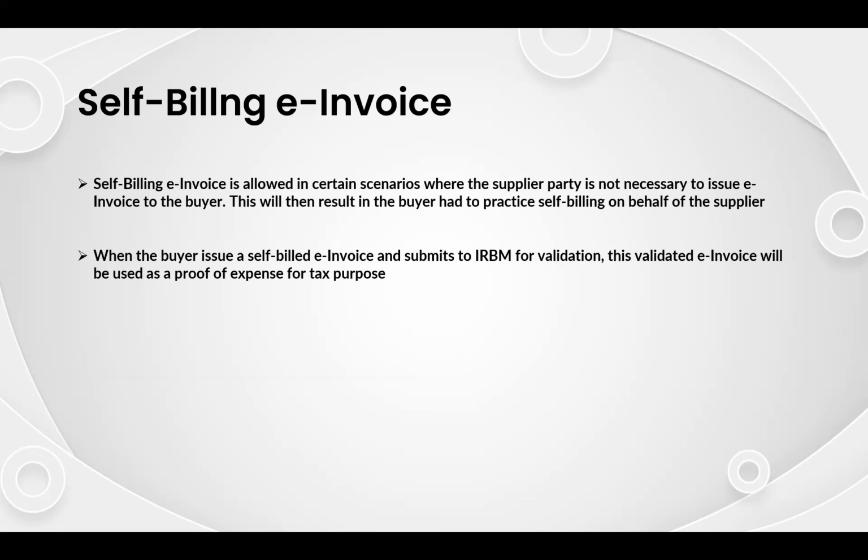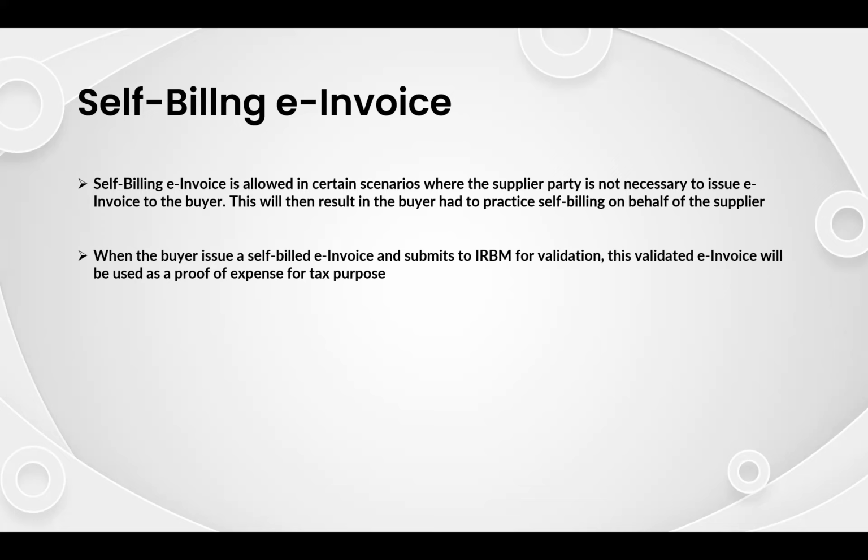When the buyer issues a self-billed e-invoice and submits it to IRB for validation, this validated e-invoice will be used as proof of expense for tax purposes. Without a self-billed e-invoice, maybe at a later stage, after July 2025, you are not able to use it as proof of expense for tax purposes.